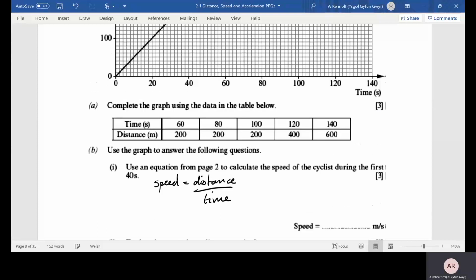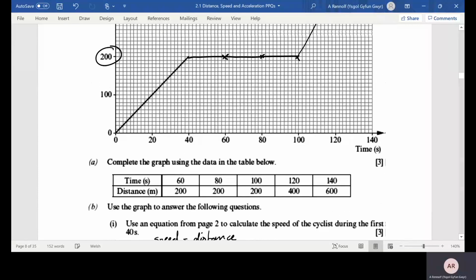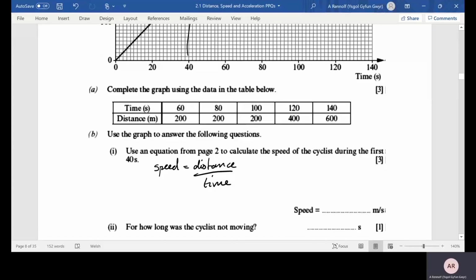In the first 40 seconds, the cyclist has travelled 200 meters in 40 seconds. And so 200 over 40 gives us a speed of 5 meters per second.